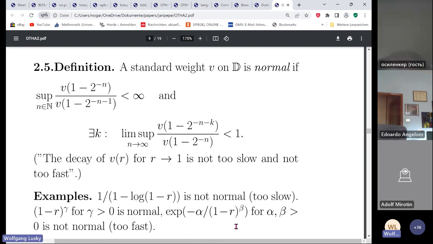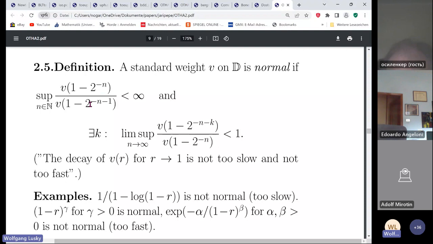This is definitely not satisfied, which is easily established. So the prototype for normal weights are these weights, of course, but there are quite a few other normal weights. And the exponential weights are not normal either. They are too fast. Here, for the normal weights, we get this sup is infinity.